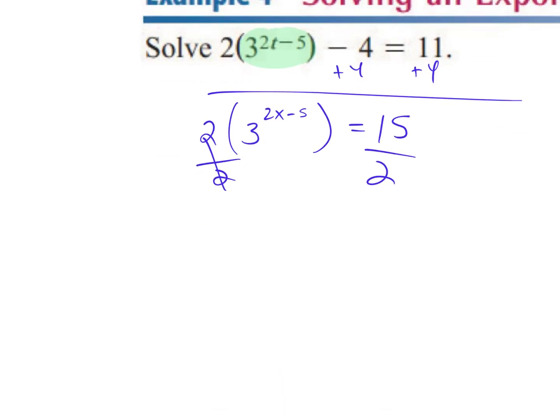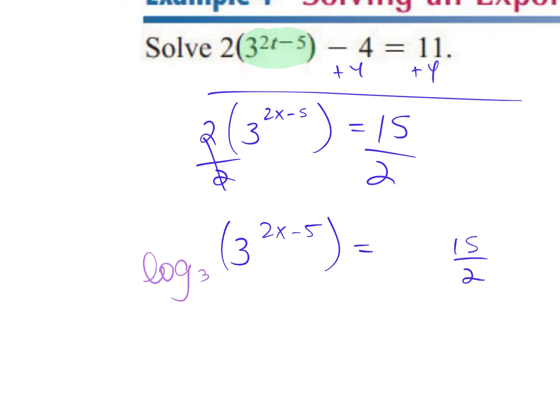Now, I'm going to give you guys some options here. 3 to the 2x minus 5 equals, you can leave this as 15 over 2 if you want. You can go ahead and divide it and get a decimal. That's fine. Whatever you want to do. I'm just going to leave it. Just easier for me. Now, is there anything else being added, subtracted, multiplied, or divided to my 3 to the 2x minus 5? No. So what did you guys just tell me that I was going to have to do to undo this? A log. What little tiny number am I going to use? Why is it 3? Because the base is 3. So I have log little 3.